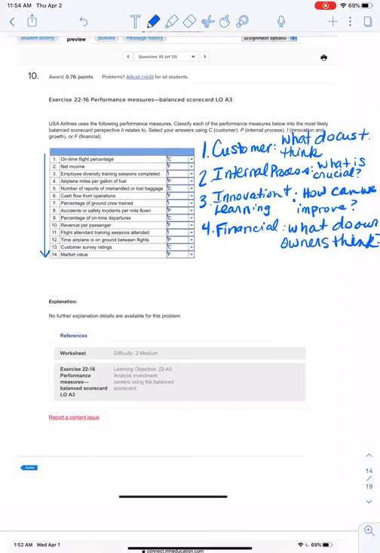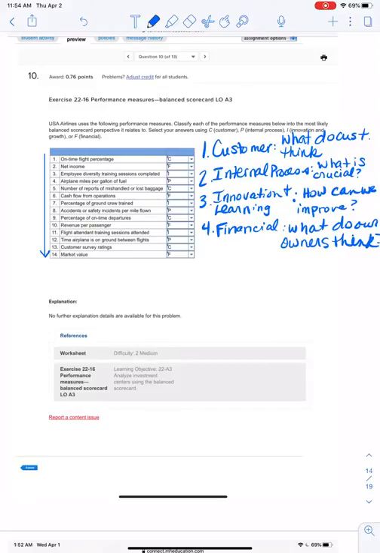Probably so. If I know every time I've ever scheduled a flight with your company, the flight is 6 hours later than it was supposed to be, I'm probably not going to schedule a flight with your company very often. This is going to lead to a very dissatisfied customer base. And so this is going to heavily be influenced by that customer performance measure.